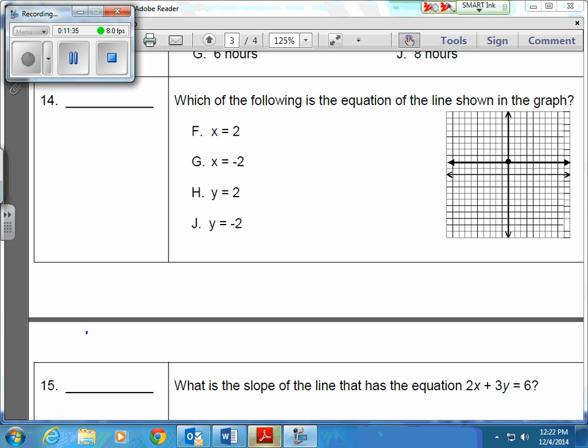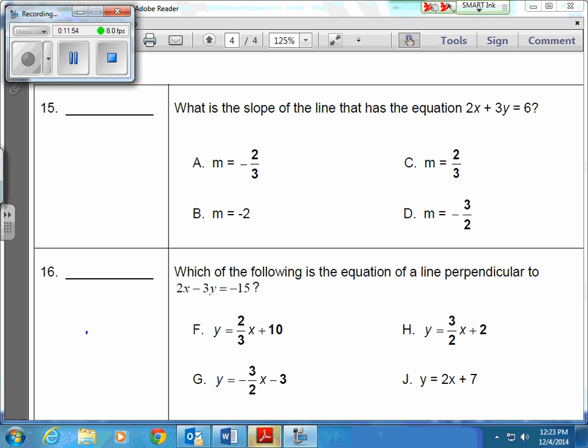Number 14, this line has a 0 slope. Y-intercept is 2. So you're looking at 0x plus 2. 0x cancels, so it's just y equals 2. So it should be H.